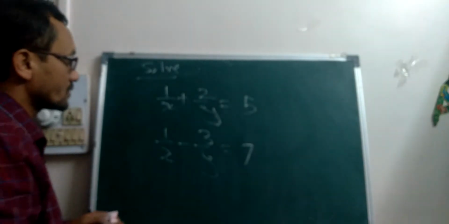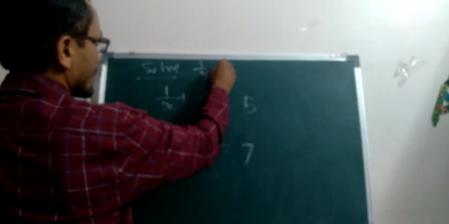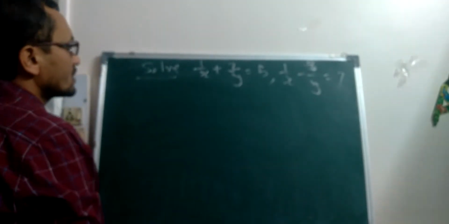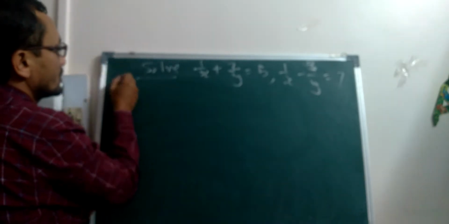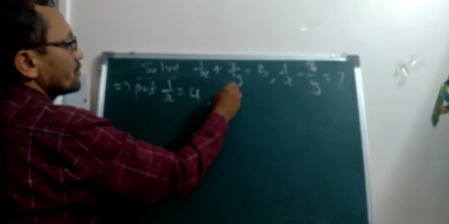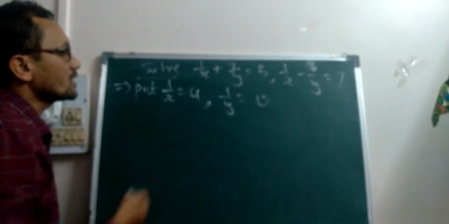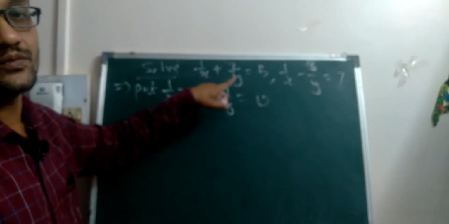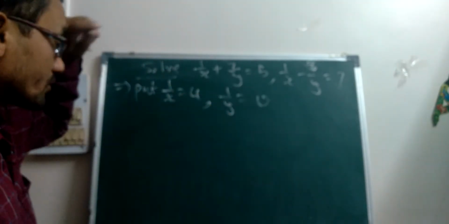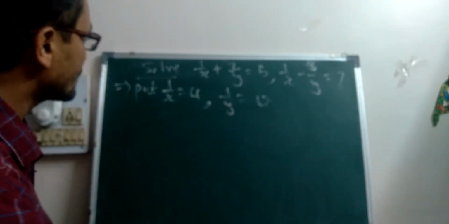So we just write down these equations here for our convenience. 1 upon x plus 2 upon y is equal to 5, and 1 upon x minus 3 upon y is equal to 7. Now we will solve this example. How to solve such type of equations? Put 1 by x equal to u and 1 by y equal to v. After putting these values, the equations will convert into linear, linear in u and v. Then after solving for u and v, we get x and y. In this way we will solve this example.